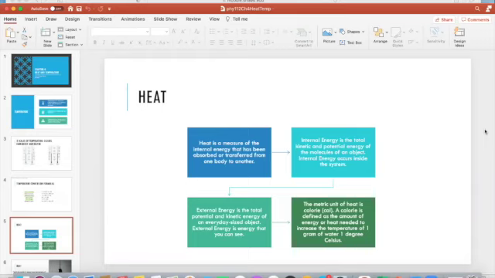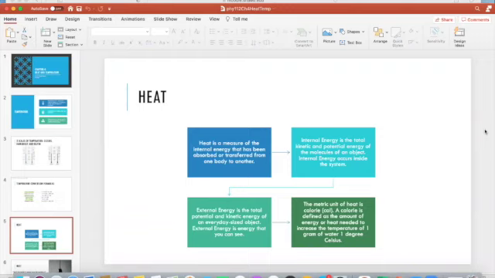Your internal energy is what occurs inside of the system. Your external energy is what is occurring outside of the system. Again, it's the total potential and kinetic energy. And the SI unit for both potential and kinetic energy is joules.